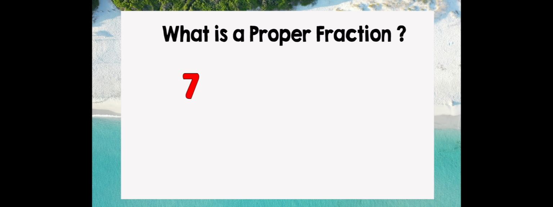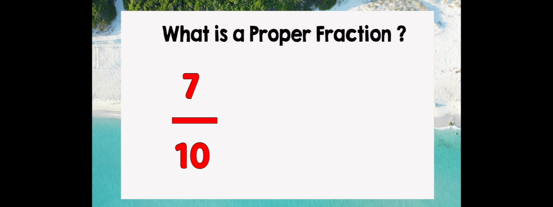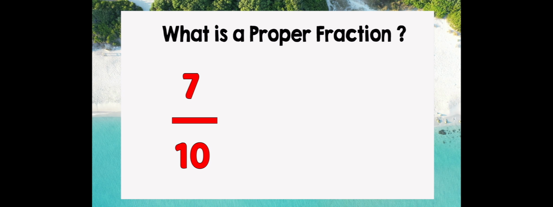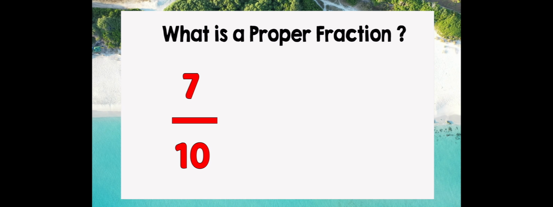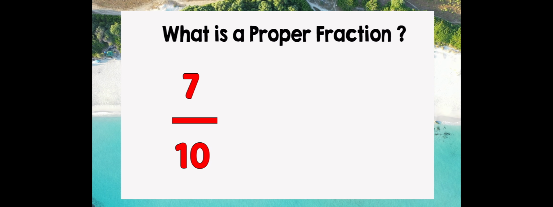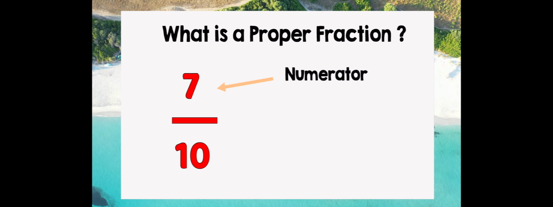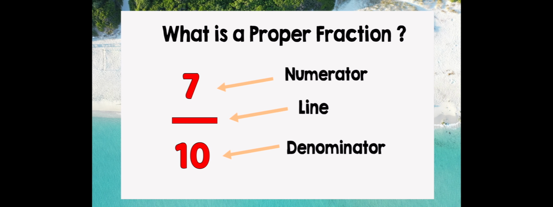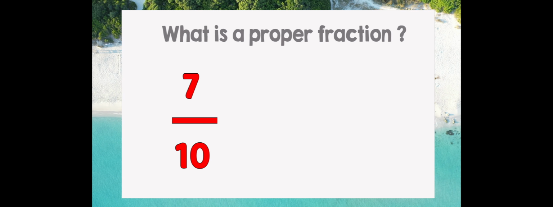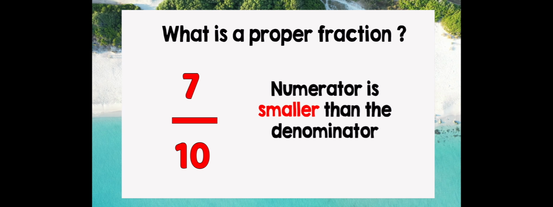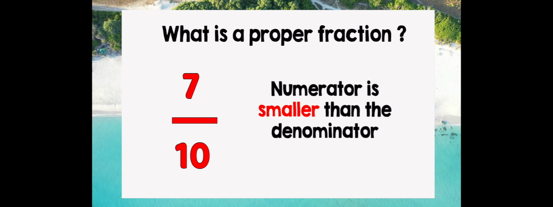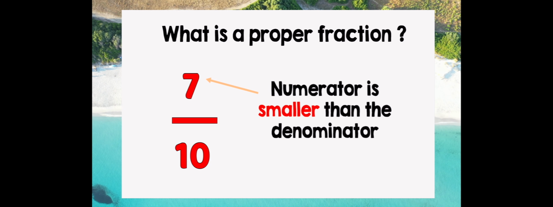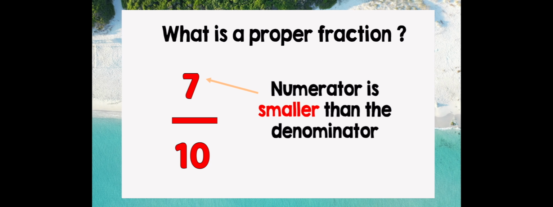Let's look at a typical fraction. You can see a number on top, followed by a line under it, and then another number under the line. These two numbers have each got a name. The top is called the numerator, and the bottom number is called the denominator. Now, going back to our original question, what is a proper fraction? It is when the number on top is smaller than the number on the bottom. So the numerator is smaller than the denominator.